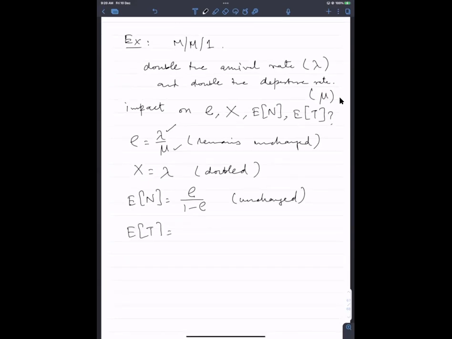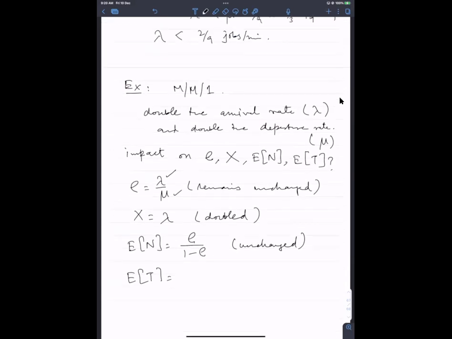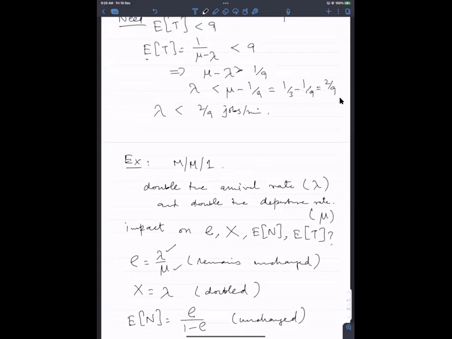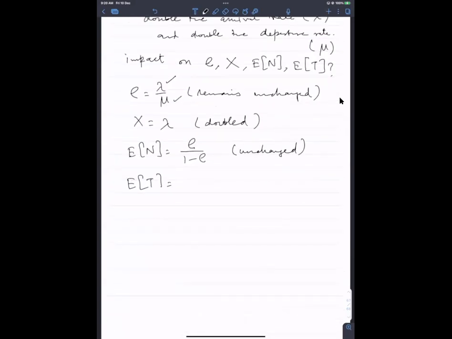And expected value of T is basically 1/(μ − λ). Mu bhi double hua, lambda bhi double hua, iska matlab hai ki ye expected value of T aapka aadha ho gaya. Aapne arrival rate, departure rate ko double kar diya, to aapki throughput bhi double ho gayi hai, aur aapka jo time in the system is half.